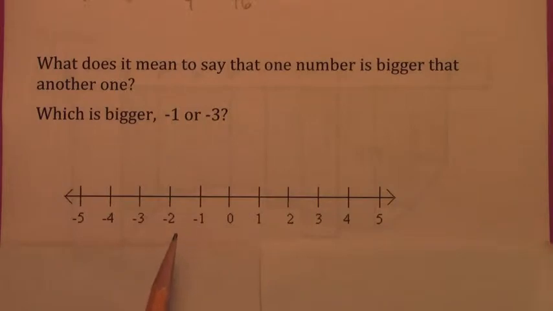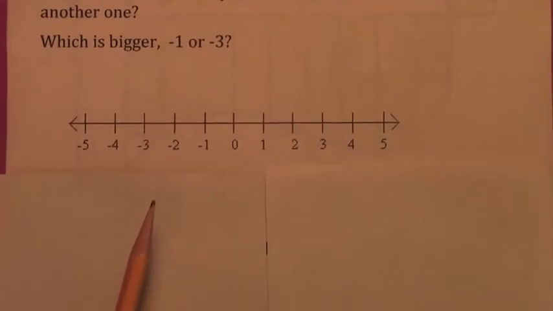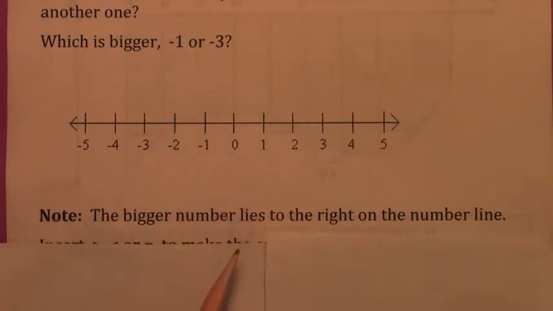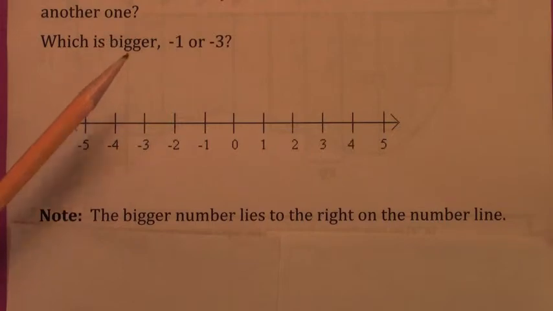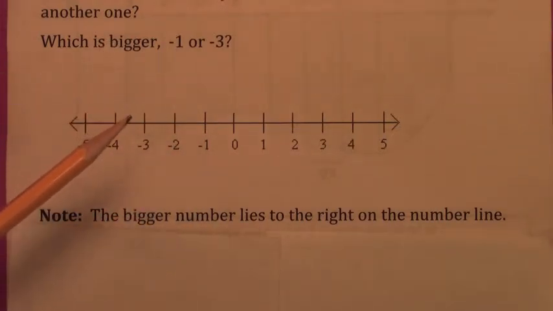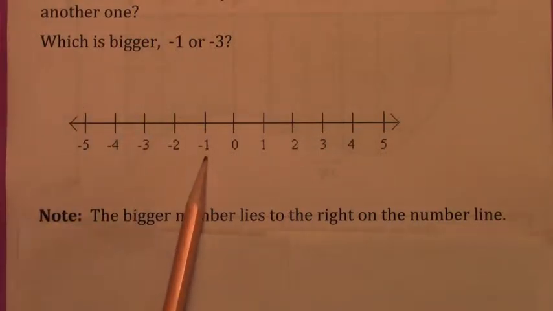And the number line is a great way to understand the ordering of numbers. With the number line, we always say the bigger number lies to the right. So don't think about 0, don't think about positive or negative. Whenever you're comparing which number is bigger, ask yourself which one lies to the right. That's the bigger one, okay? So -1 is greater than -3 because it lies to the right of -3.